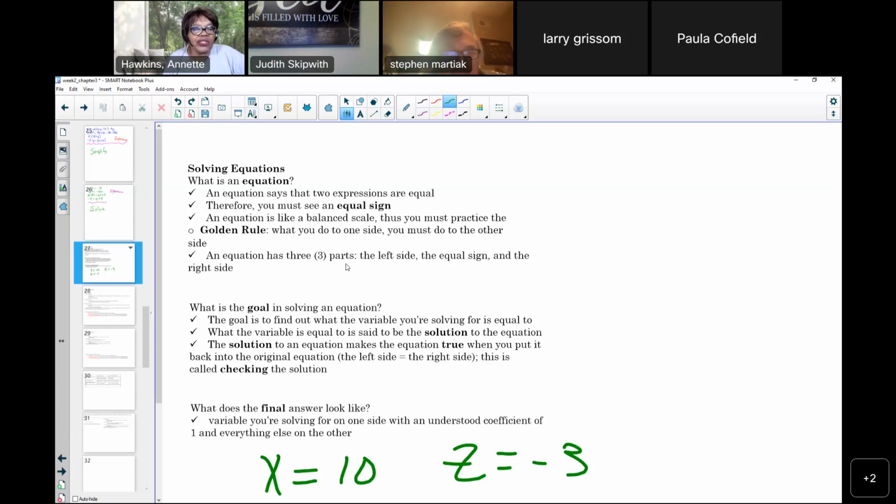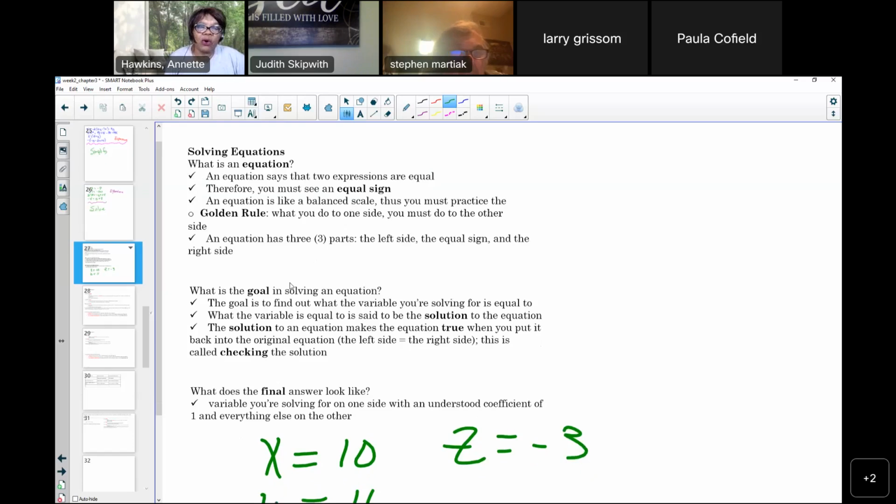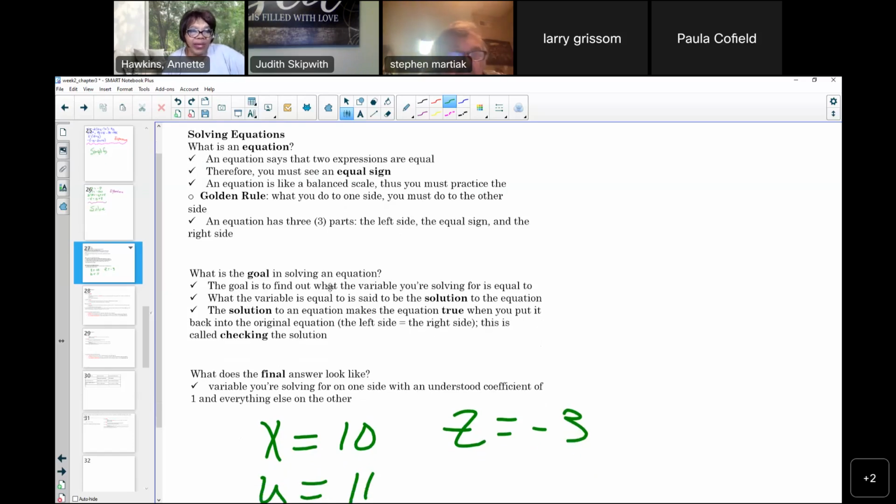All right, an equation has three parts: the left side, the equal sign, and the right side. Now, what is our goal? Our goal in solving an equation is to find out what the variable is equal to. What is it equal to? When we find the solution to that equation, we have solved it. So solving an equation means that we're trying to find a solution, and a solution makes the equation true. If we were to put it back in, we would get a true statement.